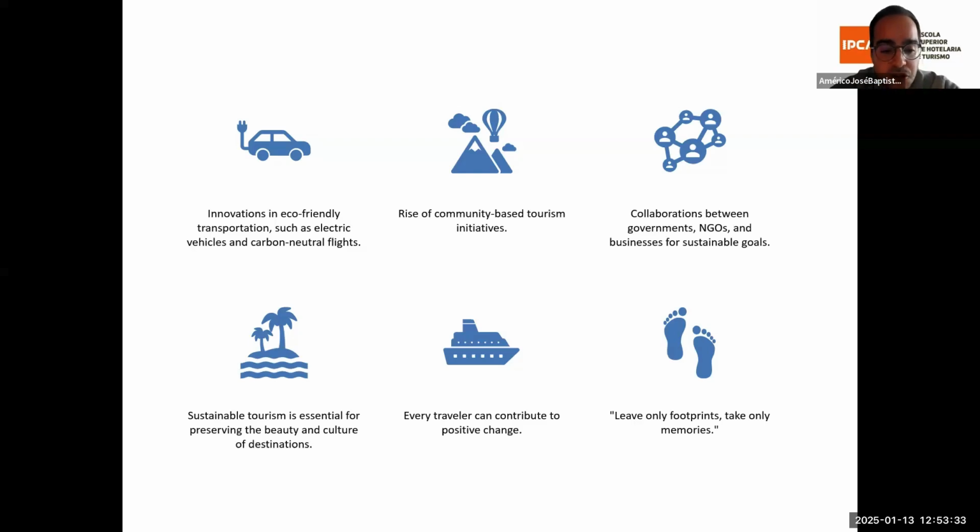The fourth, sustainable tourism is essential for preserving the beauty and culture of destinations. And the last is that every traveler can contribute to positive change. And this is a small message, but it's so important to conclude this presentation. Leave only footprints, take only memories.